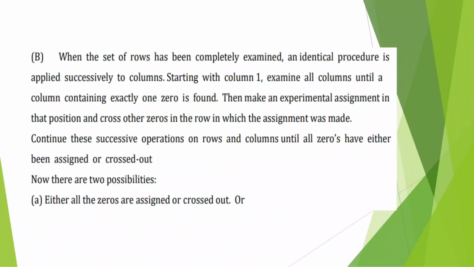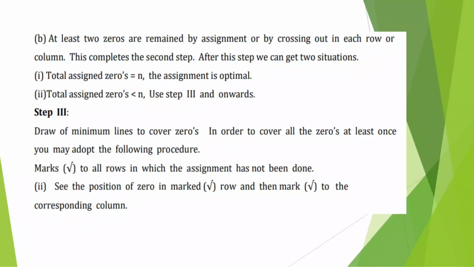Here we have two possibilities. One is that all the zeros are assigned or crossed out, or at least two zeros remain, unassigned or uncrossed, in each row or column. After this step, we have two situations. Assigned zeros will be either equal to n or less than n. When it is less than n, we have to move to step 3.